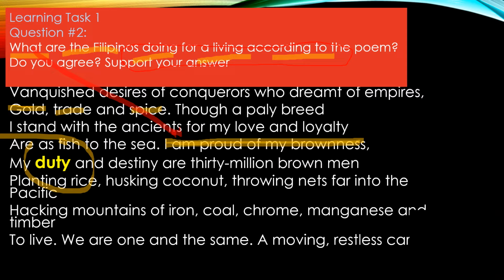Do you agree? Support your answer. Tagalogin natin. Ano daw ang ginagawa ng mga Pilipino para sa kanilang ikabubuhay? So, matatagpuan yun dito sa stanza na to. Do you agree, yes or no? And then you're going to copy your support, pag sinabi mong yes, why? Parang ganun, yes, why? So support your answer, copy your proof of agreement or disagreement with the question.